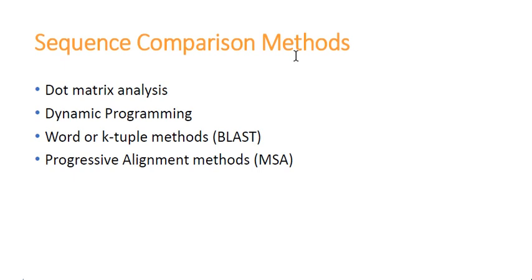Sequence comparison methods work through dot matrix analysis, dynamic programming, word or k-tuple methods, BLAST analysis, and progressive alignment methods. So these are the programming methods involved in sequence comparison.